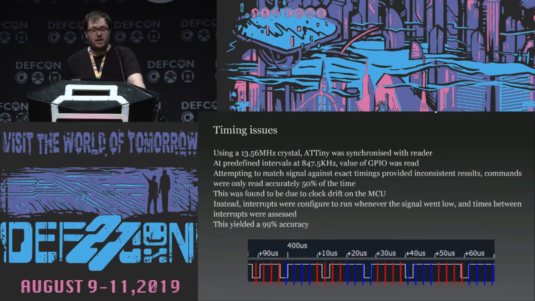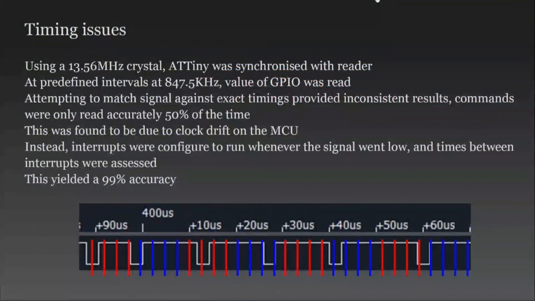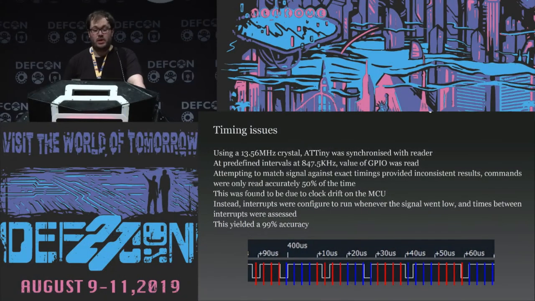One of the big problems I had was timing issues. A 13.56 megahertz crystal with an ATtiny is going to have a lot of clock drift, just because it's a very non-standard frequency and not one traditionally used. Basically, what I was trying to do is, at predefined intervals of 847.5 kilohertz, which is the data rate of the communication, read the value of the GPIO. This worked about 50% of the time to get an accurate read, but eventually it got out of sync and just wouldn't work anymore.